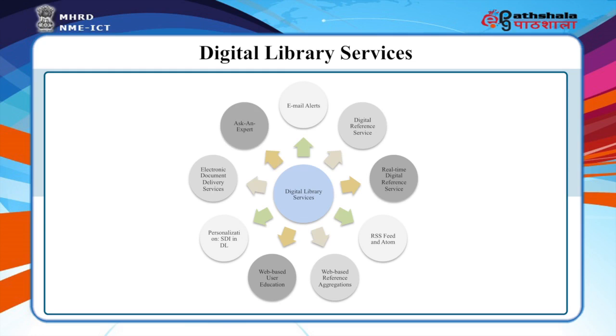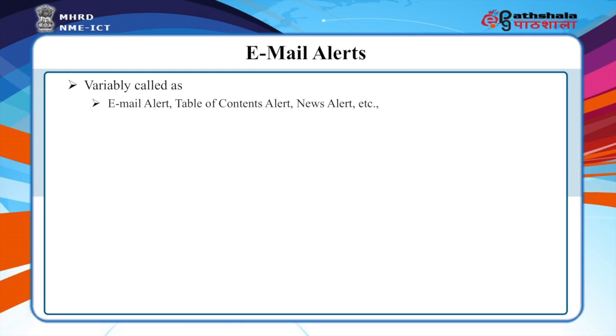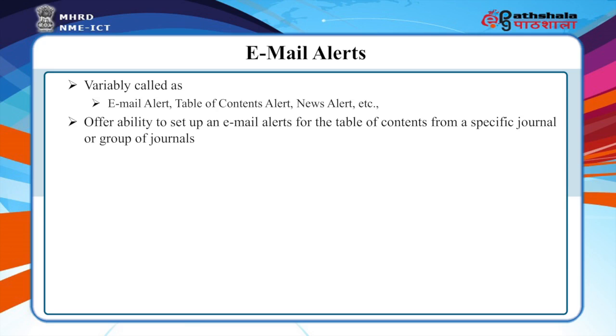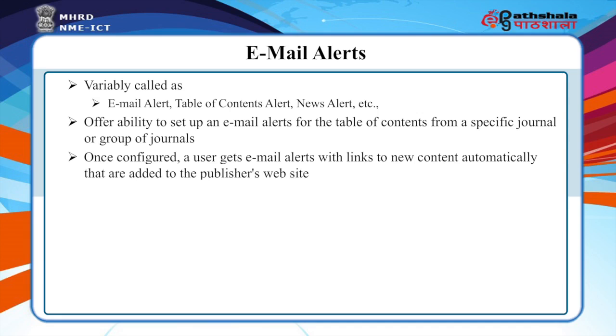The service, variably called as email alert, table of contents alert, news alert, etc., offers the ability to set up email alerts for the table of contents from a specific journal or group of journals. A user can subscribe to email alerts to get periodic emails with links to new content automatically that are added to the publisher's website. All e-journal publishers provide email alerting services with FAQs to use them.